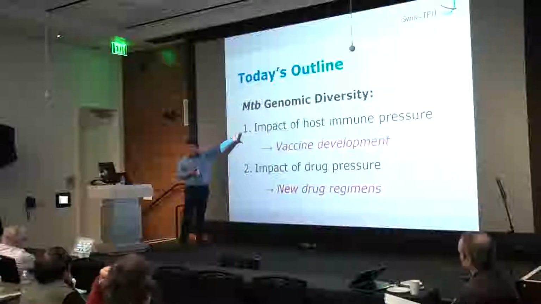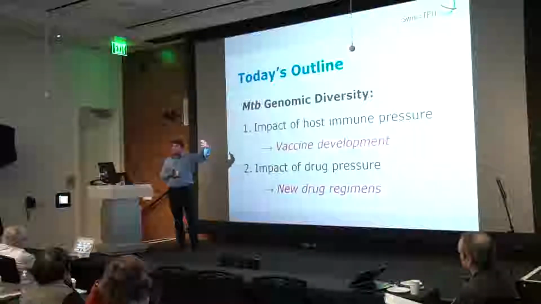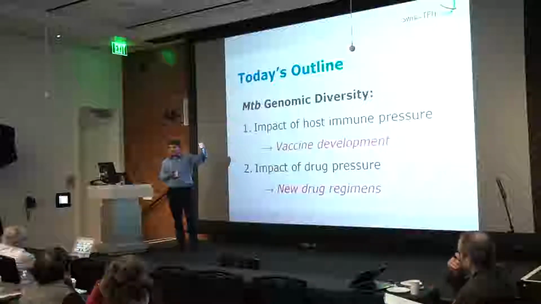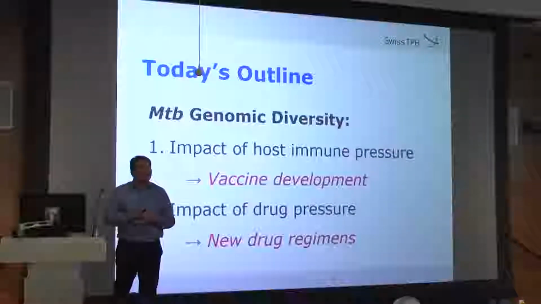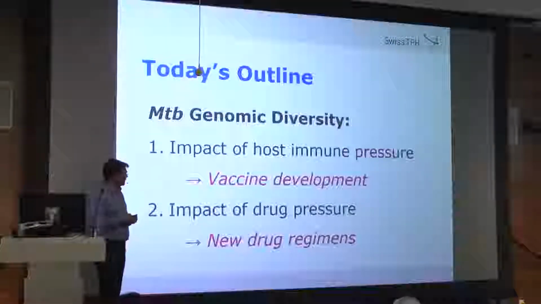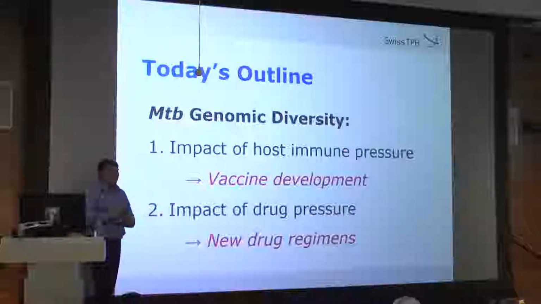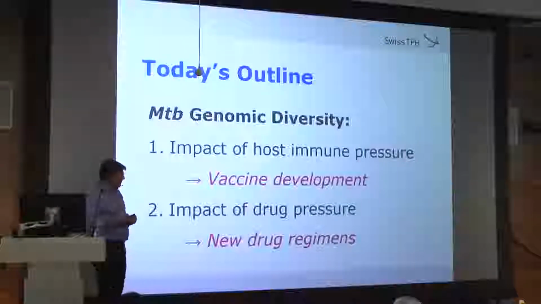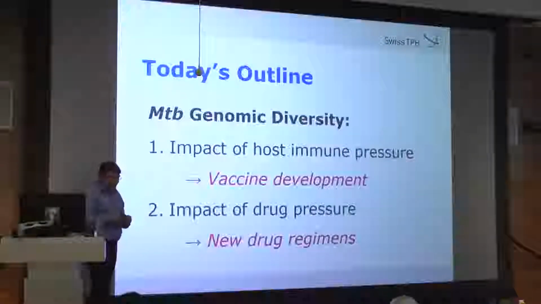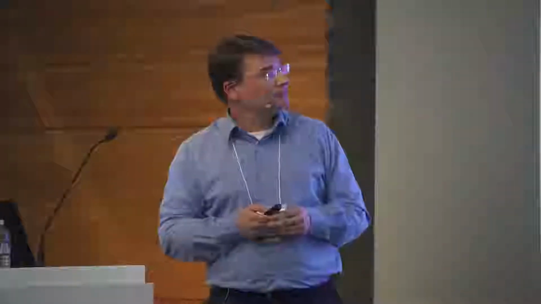How does the immune pressure influence the diversity that we see in tuberculosis today? I would argue that this has important implications for the development of vaccines against tuberculosis, on the one hand, and similarly, how does drug pressure impact on the diversity of TB? I would argue that based on the findings there, the new regimens that we're trying to find, the way we're going to deploy these regimens might actually benefit from some of these insights.